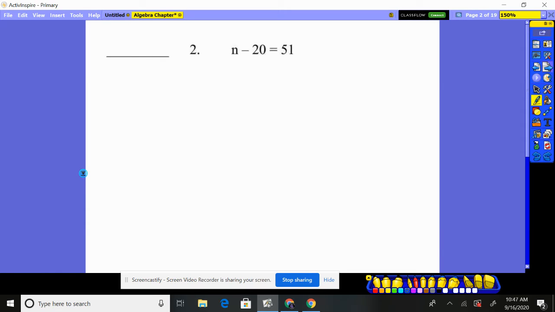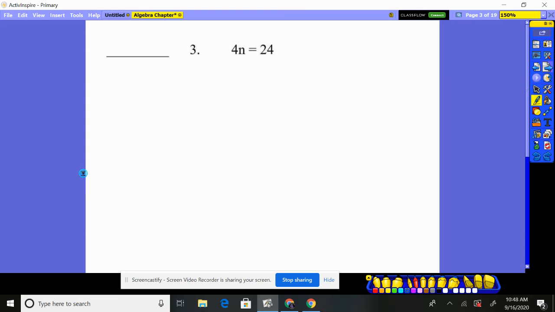Problem 2, you have your variable, your unknown number. You took 20 away from it. Now, if you took 20 away from it, how could you get back to your number? Well, the way we undo subtracting 20 is we add 20. But if you add 20 to the left side of the equal sign, to keep things balanced, you have to do it to the right side of the equal sign. So we add 20 to both sides. N must be 71. And we know we're right because 71 minus 20 gives us 51. So our answer for number 2, 71.